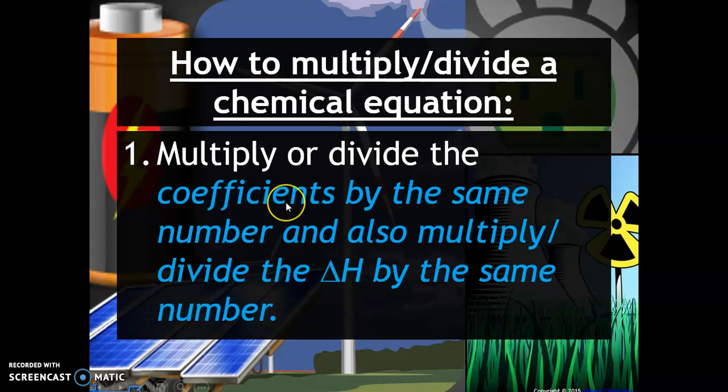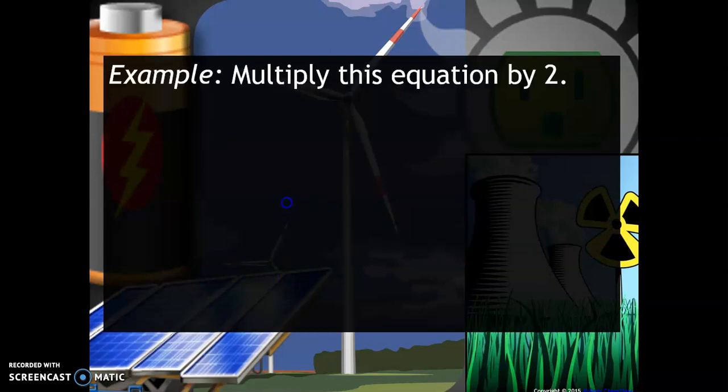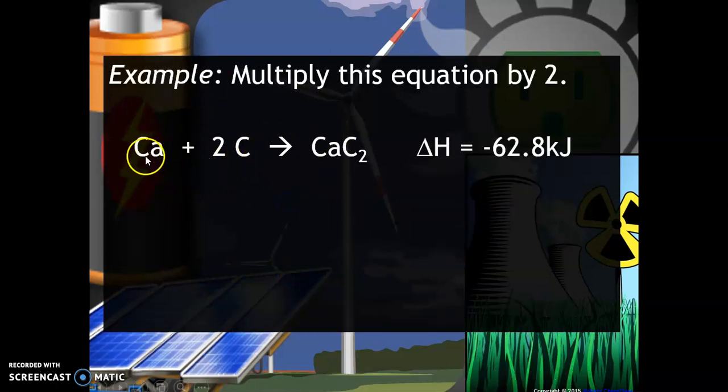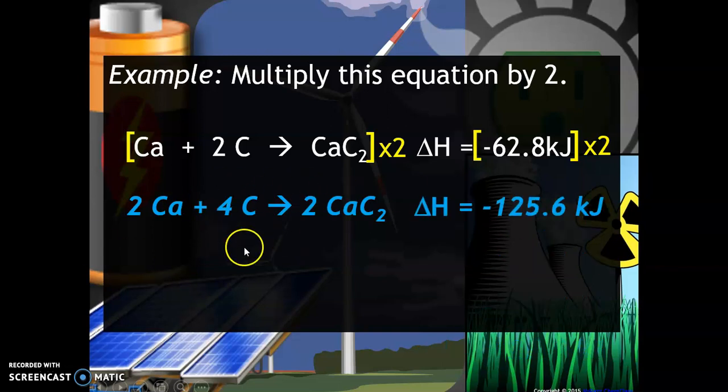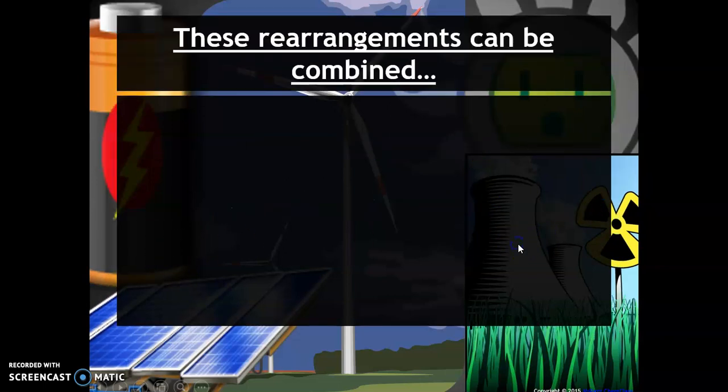What if the coefficient isn't the same? I've got 2 waters on one side, but I needed 2 on the other, and I don't have 2. I can multiply it. So maybe I needed 2 calciums instead of just 1. Well, I can multiply this whole thing by 2, so that I get 2 calciums, 4 carbons, and 2 of these, and then I multiply the enthalpy by 2 as well. So whatever you do on the equation side, you also do with the enthalpy. That's all it is, just remembering whatever I do over here, I do over there.